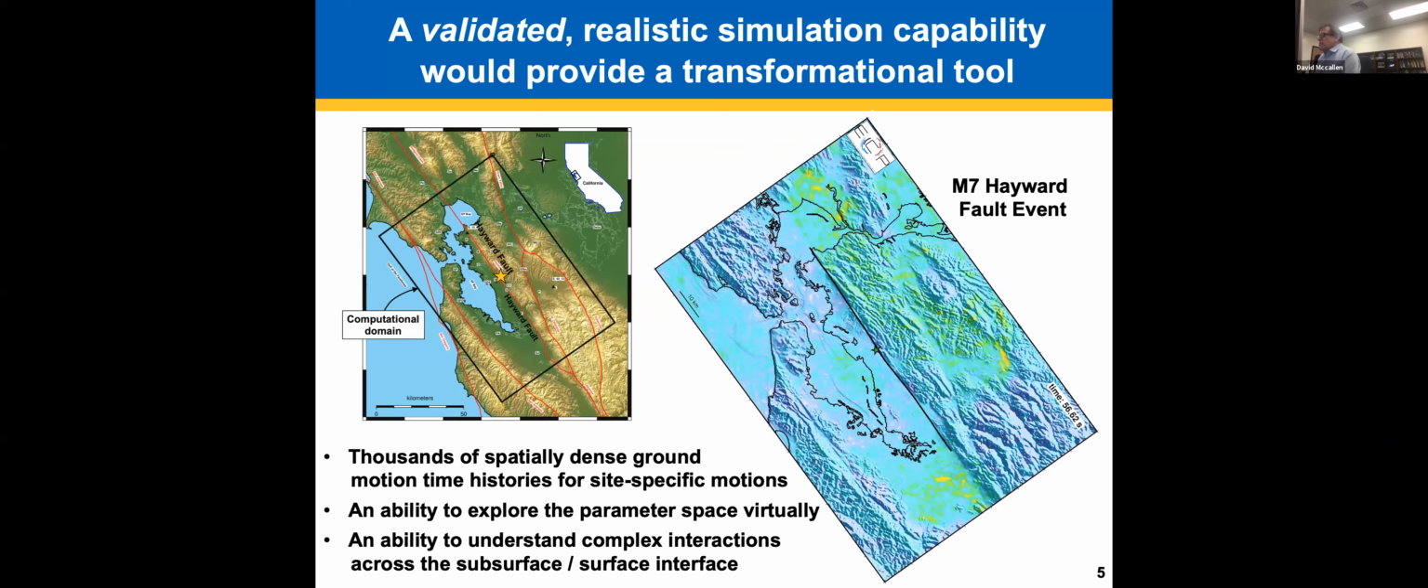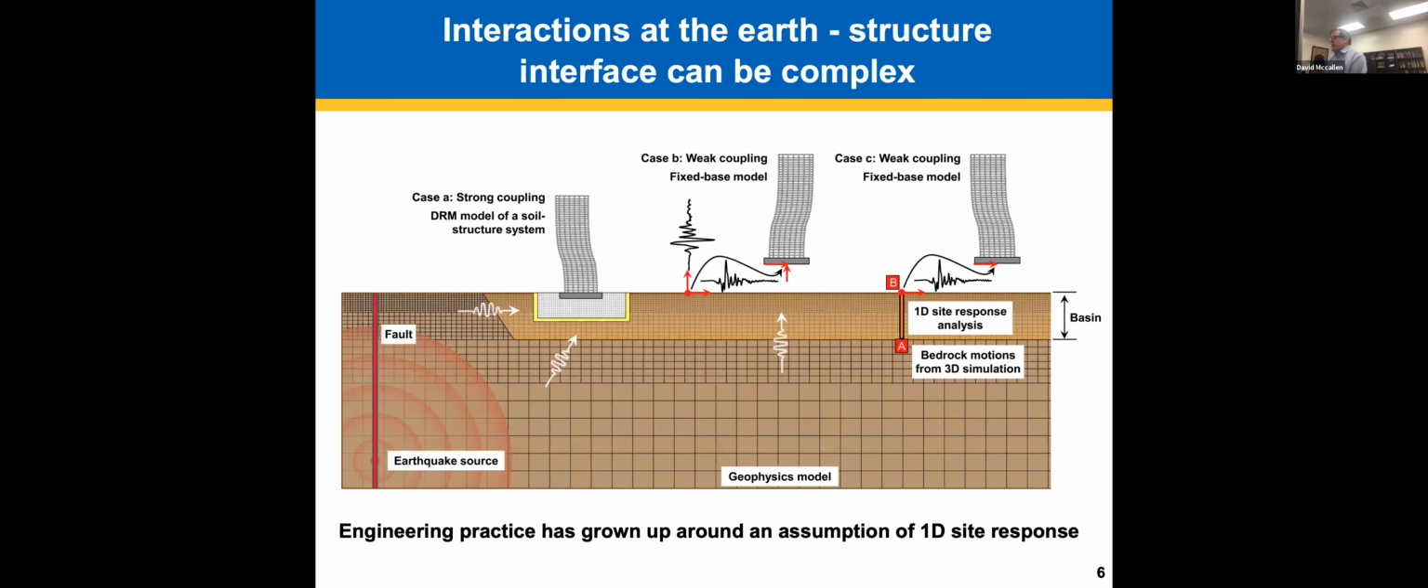So the ability to explore numerically the parameter space for ruptures and ground motions will be a really great thing if we can get these models validated and accepted in an appropriate time frame. And a lot of work is going on right now. Additionally, I would say the third bullet is the ability to understand the complex interactions across the subsurface and surface interface. It is another really important feature and attribute where advanced simulation can help us gain our understanding.